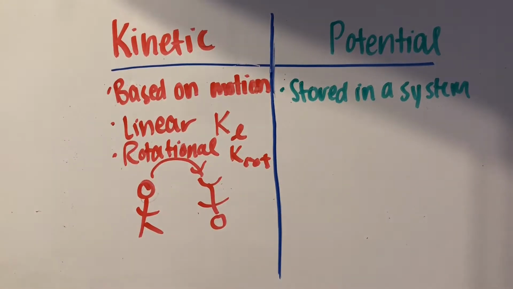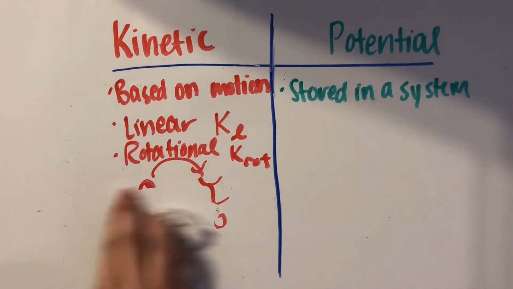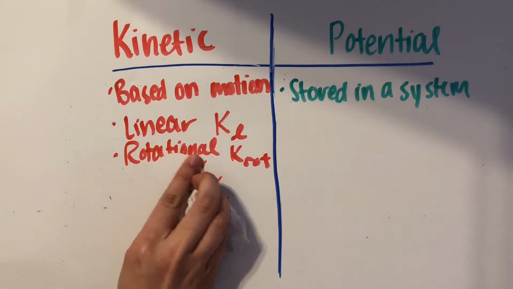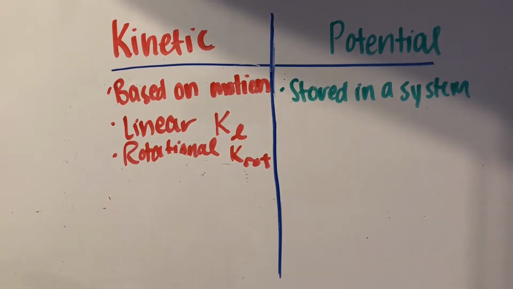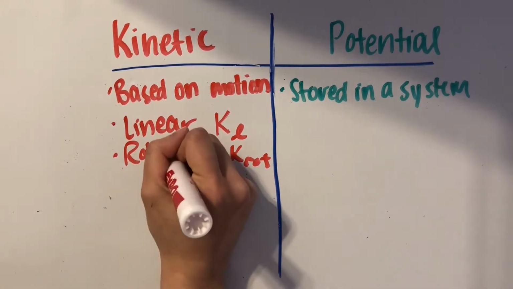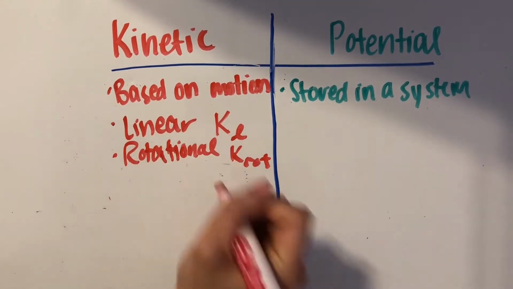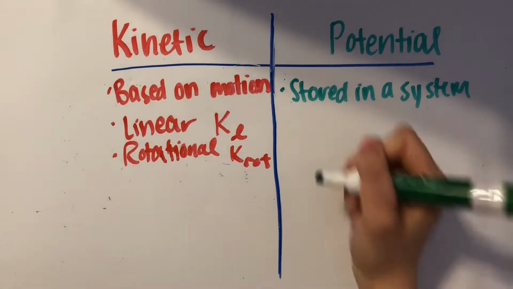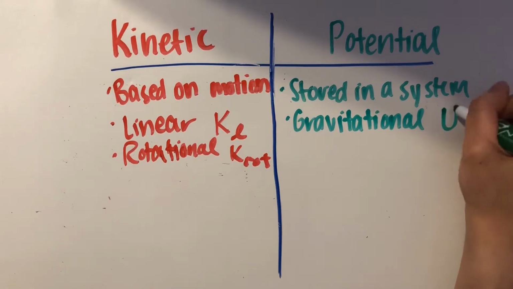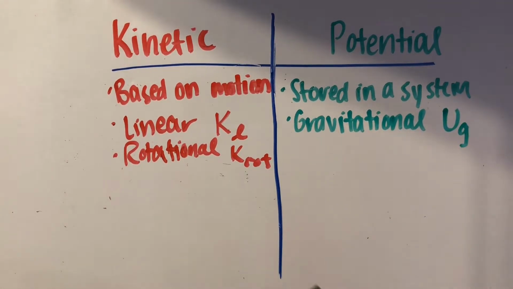Now for potential energy, we don't have linear and rotational. We are going to have 4 different types, and they're all going to describe potential energy in different forms. So the first one is going to be gravitational potential energy, and that's written as capital U sub G.